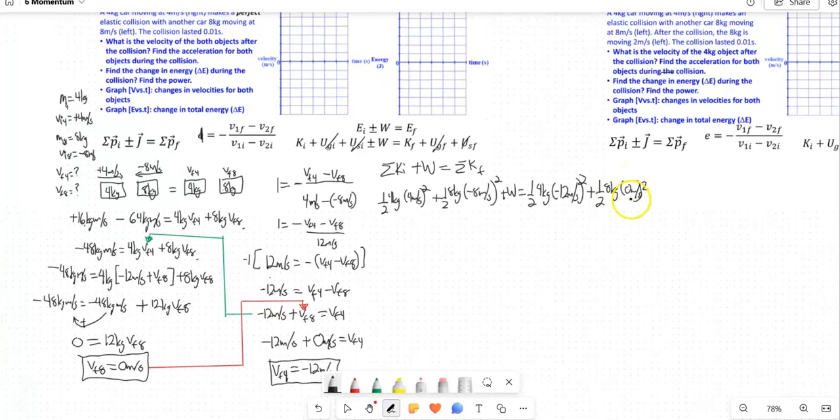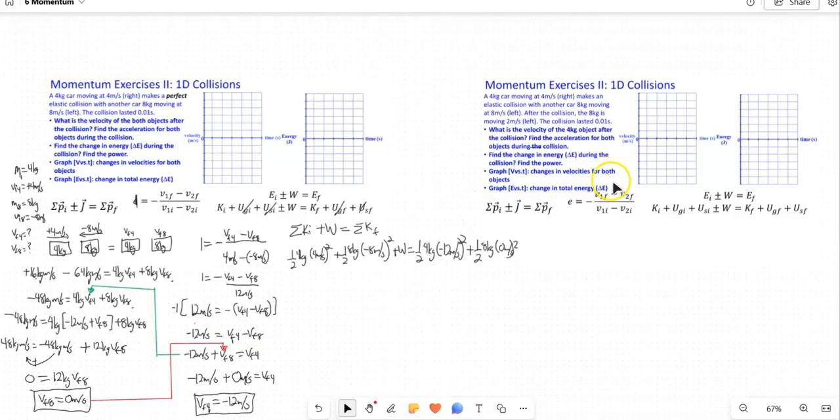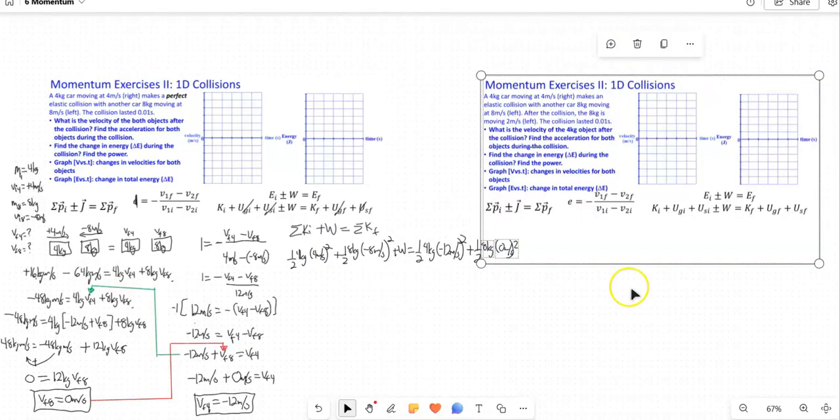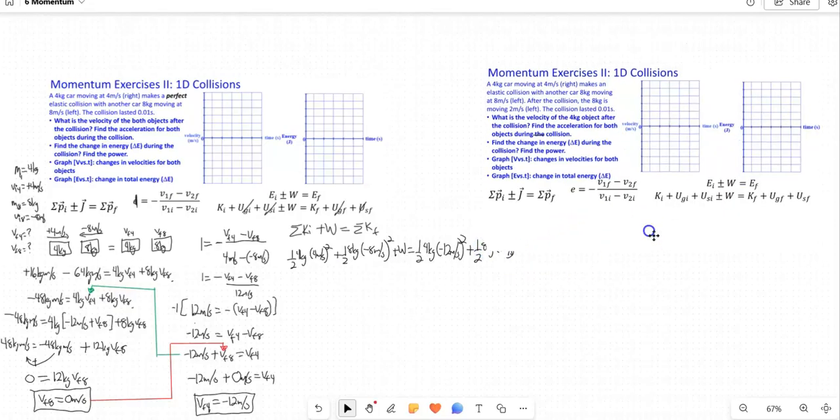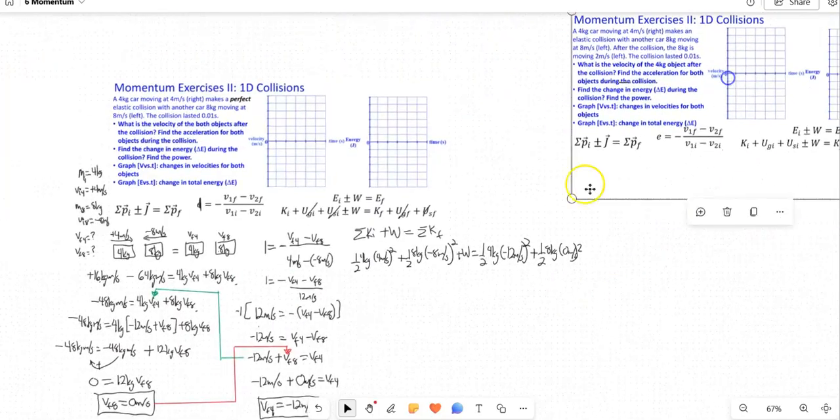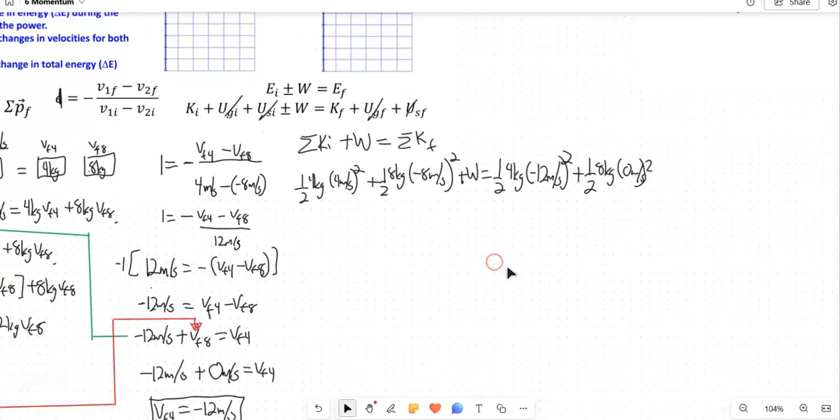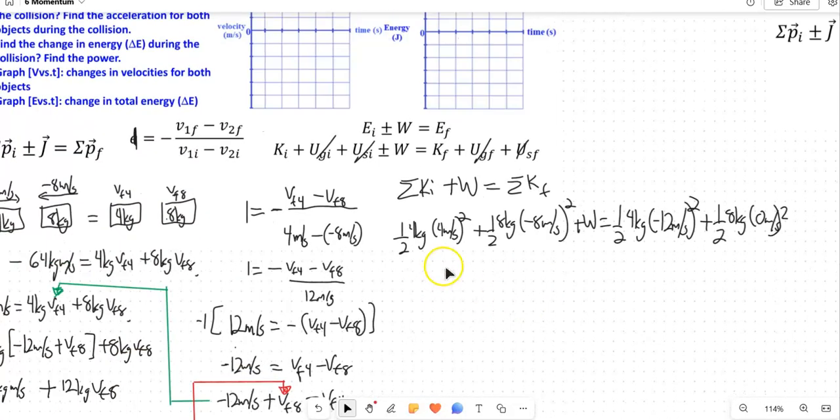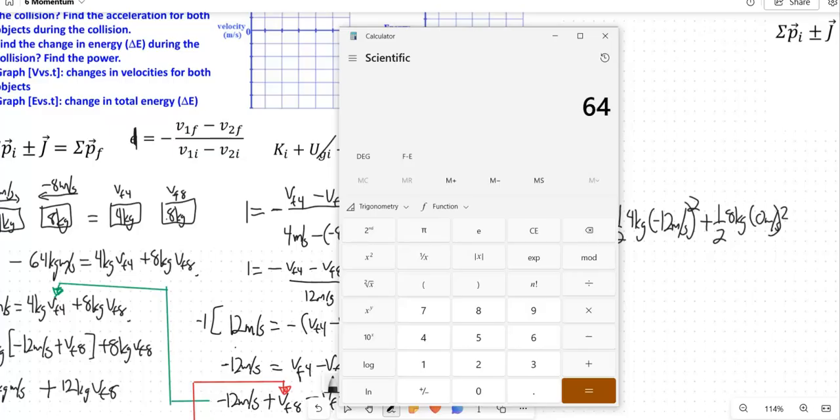Okay. I will take this guy and move it up here. Oh, no, we're not going to worry about it for right now. So what we're going to have is 16 divided by 2, which is 8. So this is going to be 8 joules. This is going to be 64 joules times 4. 64 times 4, which is 256 joules.